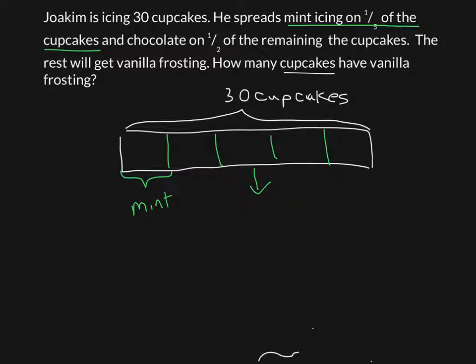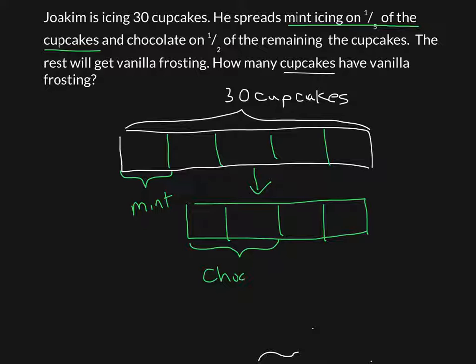So I'm going to take the part of my tape diagram that does not have mint and move it down here. That part of the tape diagram is divided into 4 pieces, and it says 1/2 of that will get chocolate. And I know that 1/2 of 4 is 2, so I have 2/5, and remember these are 2/5, not 2/4, because they're part of the whole 30 cupcakes.